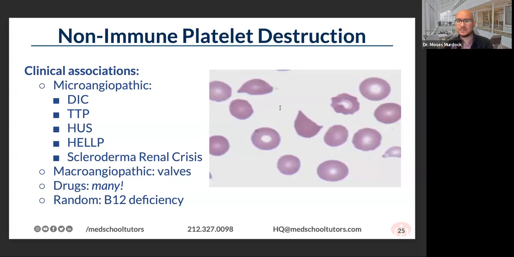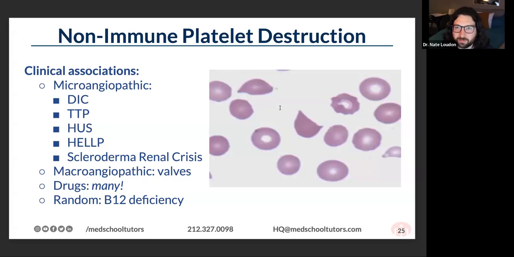Anything to add here, Nate? Yeah, no, I think that's awesome. I think being able to recognize TTP and HUS is super high yield. Like it's that fever, anemia, thrombocytopenia, renal and neurologic problems. And the emphasis, like you said, is either going to be on renal and HUS or neuro and TTP. And then DIC is so important, I think, in real life and on the test, because you'll see it over and over in your Q banks and on the actual test.